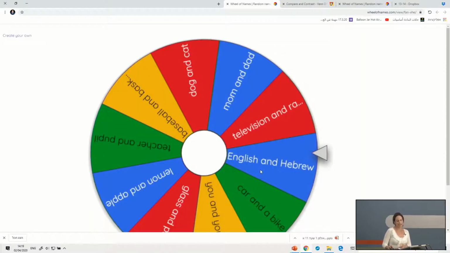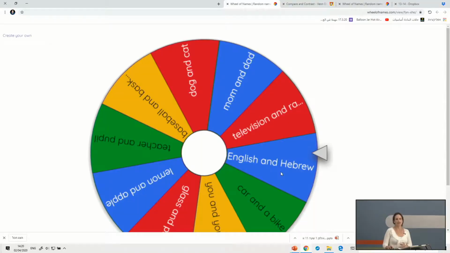Oh, and if you noticed, English and Hebrew, I want to point this out. English starts with a capital E, and Hebrew also starts with a capital H, because when you're talking about languages, they begin with capital letters. Please don't forget, it's very important. Let's spin the wheel again.